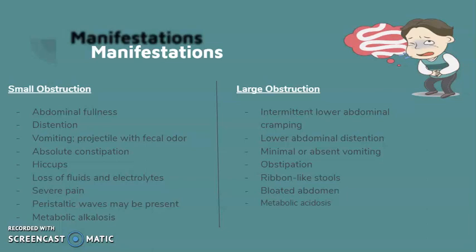With the small obstruction, the patient is going to be complaining of abdominal fullness and distension. The distension is described as feeling like their abdomen is getting stretched out more than what they're used to. They're going to have some vomiting, and within this vomiting, which means the blockage is really severe and has been going on for some time, there may be fecal odor and may even be some fecal matter in it.